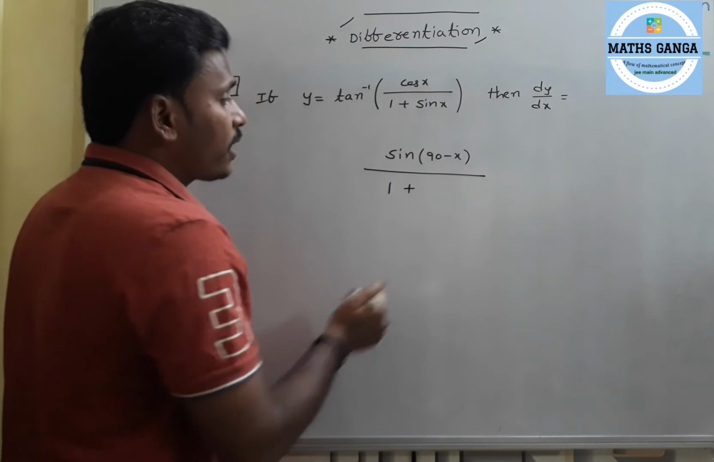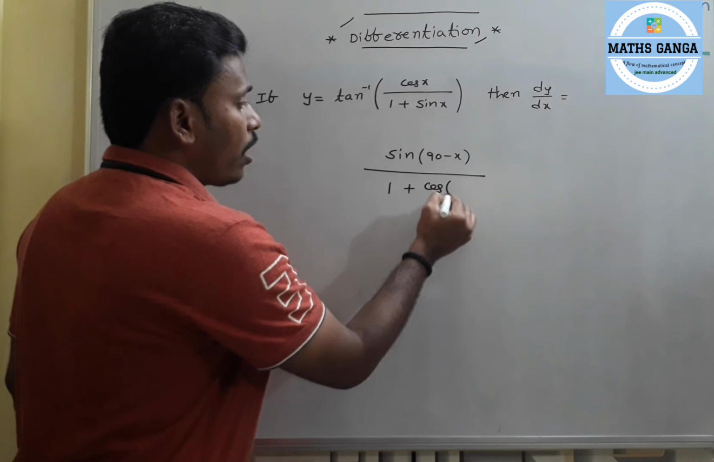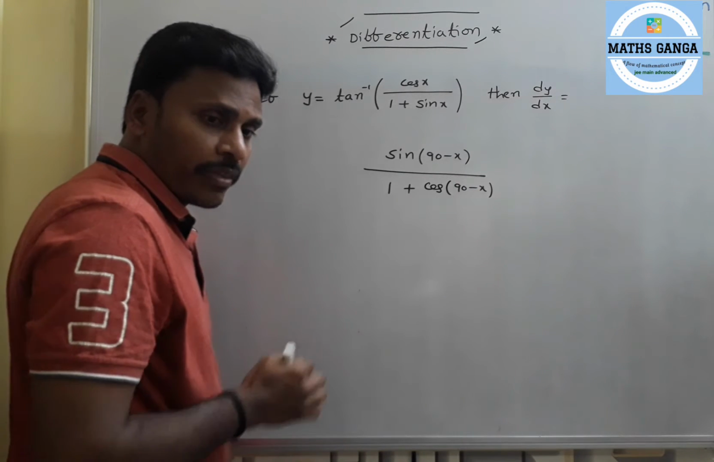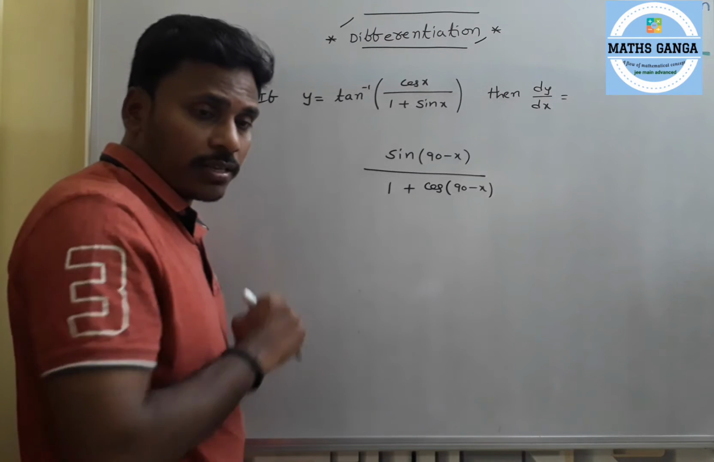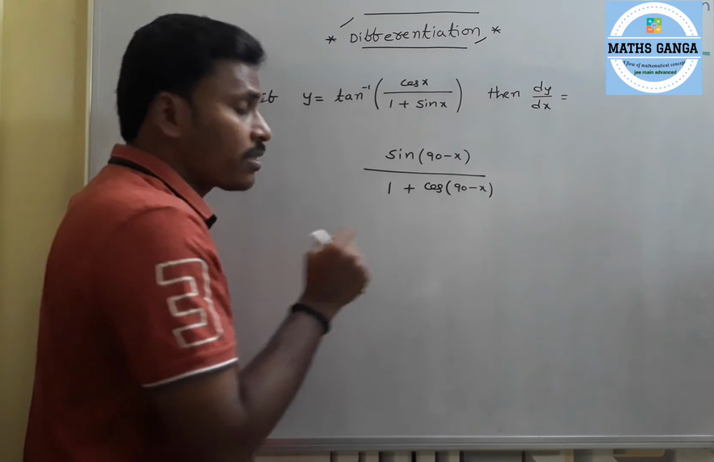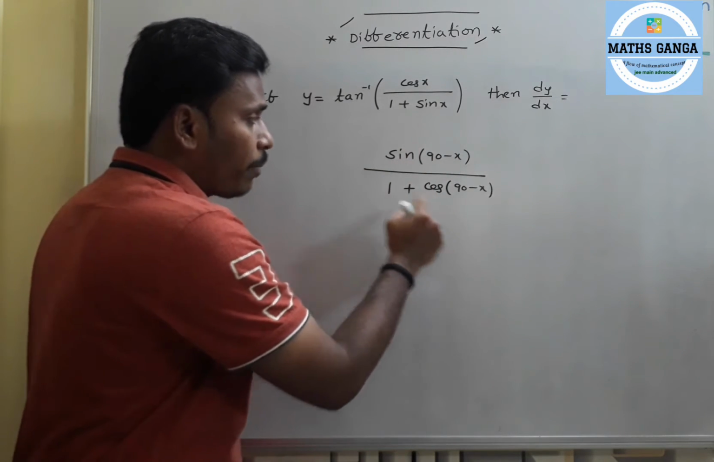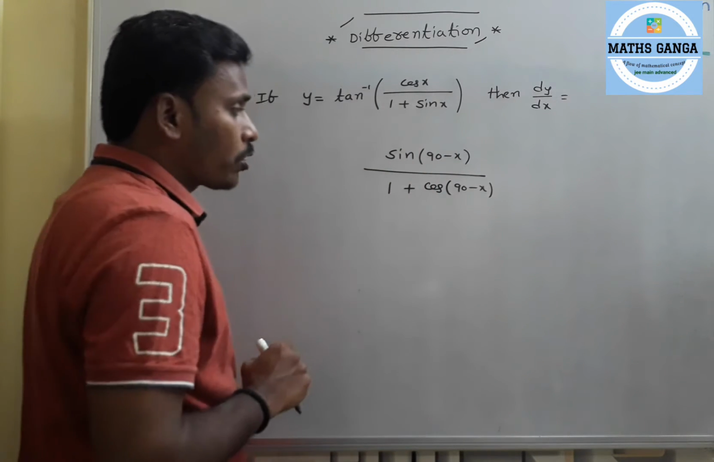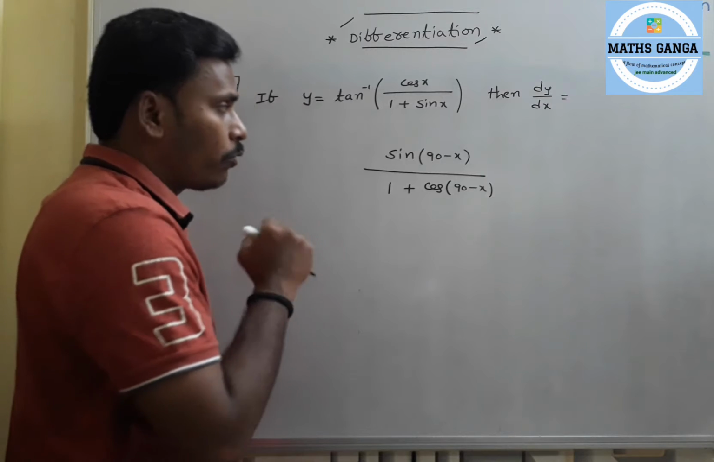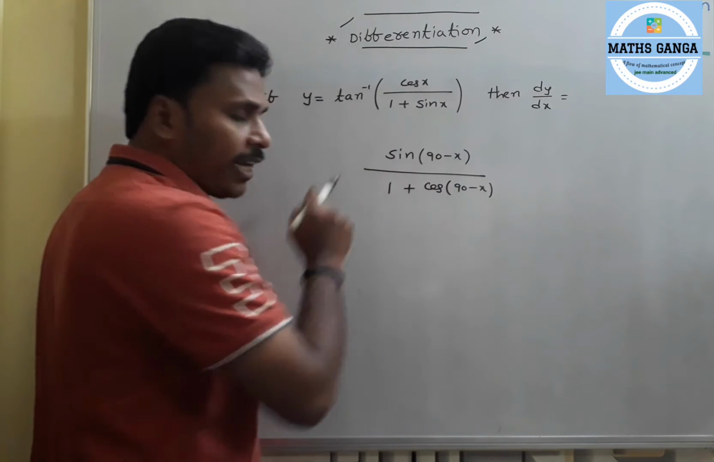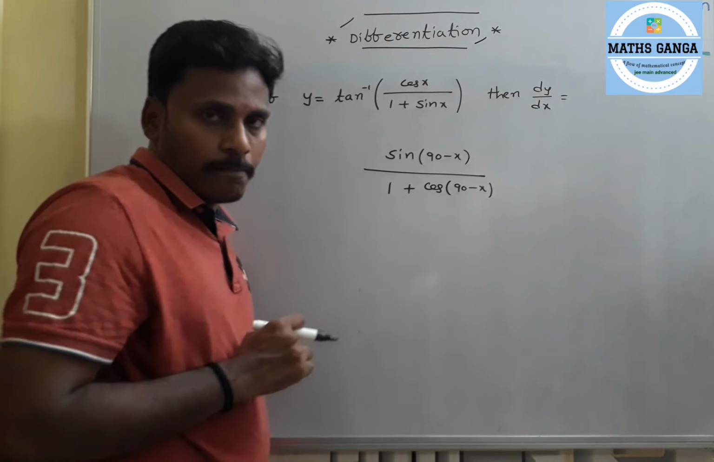You just write that sin x as cos of 90 minus x. Is it clear? Sin of 90 minus x is cos x. Cos of 90 minus x is sin x. And so cos x by 1 plus sin x is sin of 90 minus x by 1 plus cos of 90 minus x. Now, see, treat this sin of 90 minus x as some sin 2 theta.